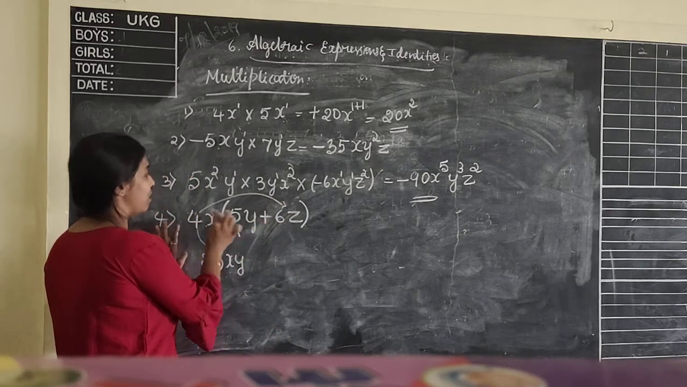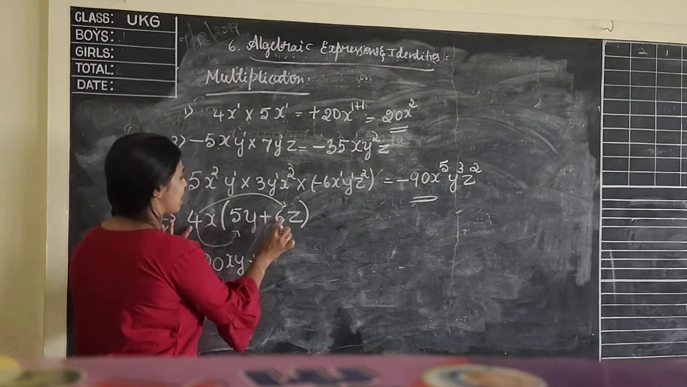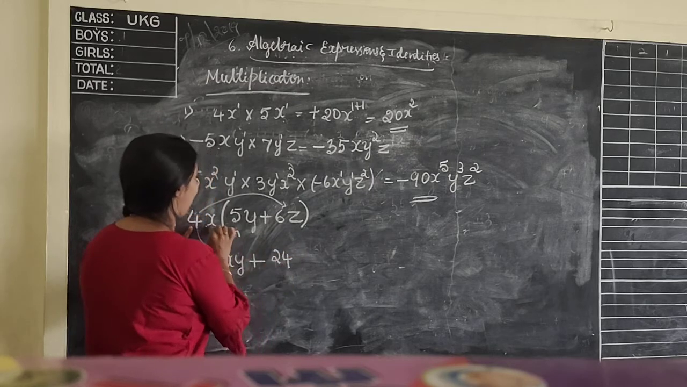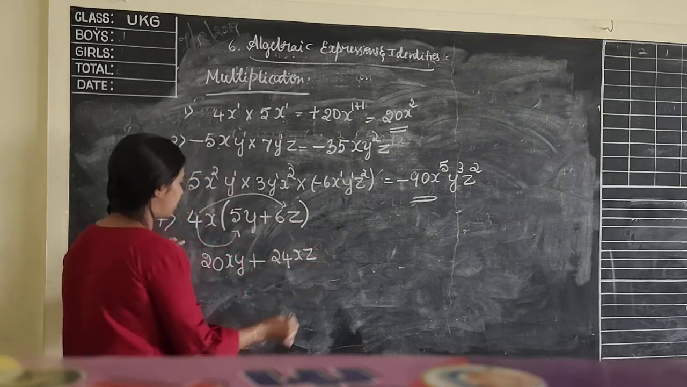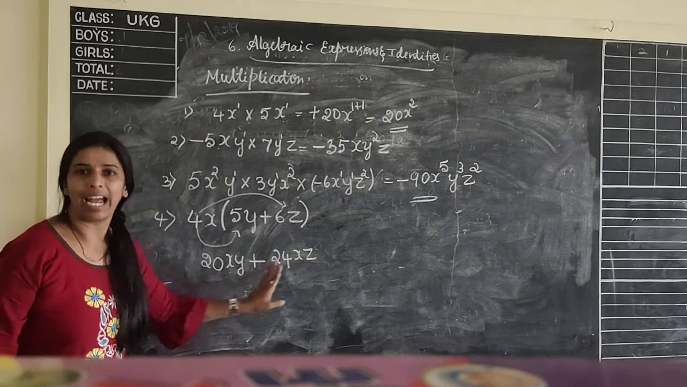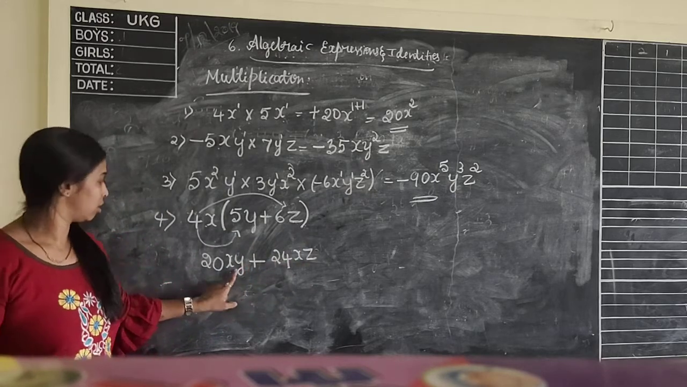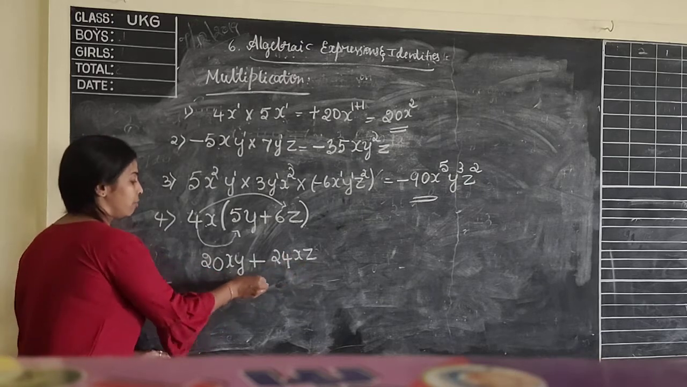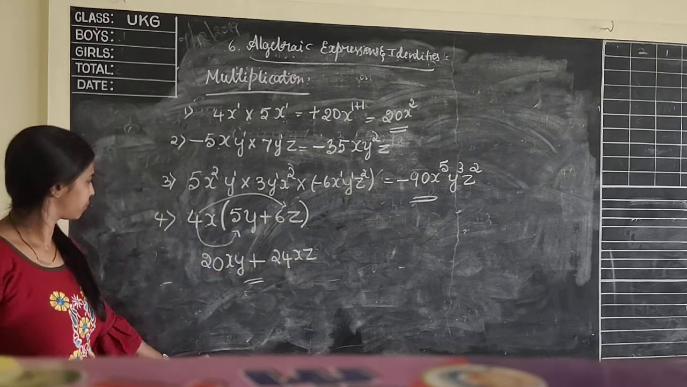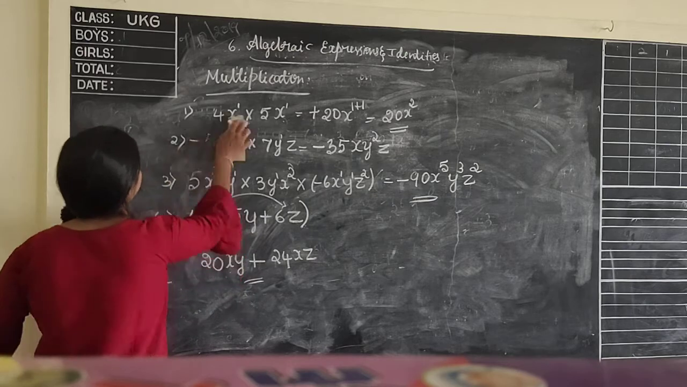Both see the plus. 4 6s are 24. xz. xy, can't add. Different coefficients. Can't add. Don't go for the addition now at last. Different coefficients you cannot add in here. Okay. Copy this all.